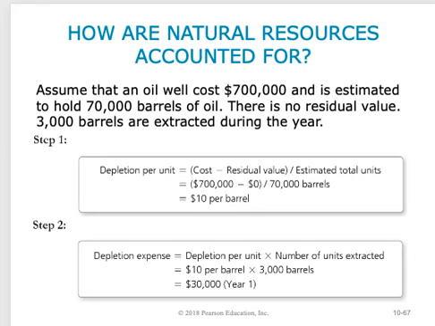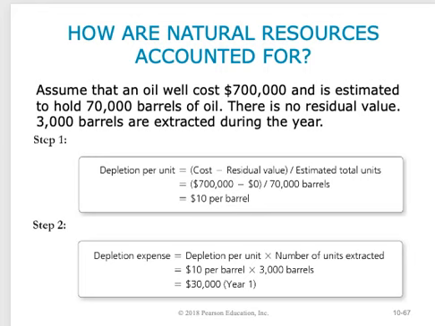So let's look at an example here. Assume that an oil well costs $700,000 and is estimated to hold 70,000 barrels of oil. There's no residual value. 3,000 barrels are extracted during the first year.